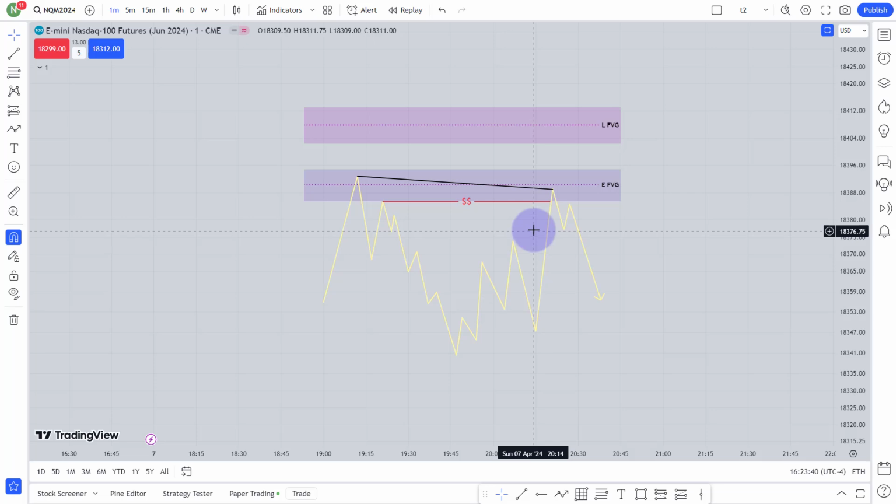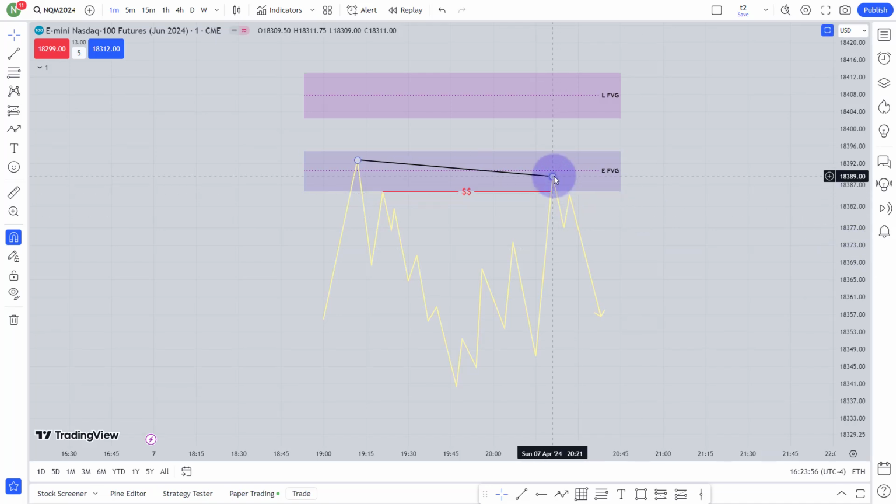This high has to be taken by the body, not by wicks. If it is taken by wicks, then I will call it a shallow run, and I'm not going to look for the first fair value gap entry where I really don't need the market structure shift. After doing this, the first fair value gap of that leg, this leg here, is going to be my entry. That is called the first fair value gap where you don't need the market structure shift.